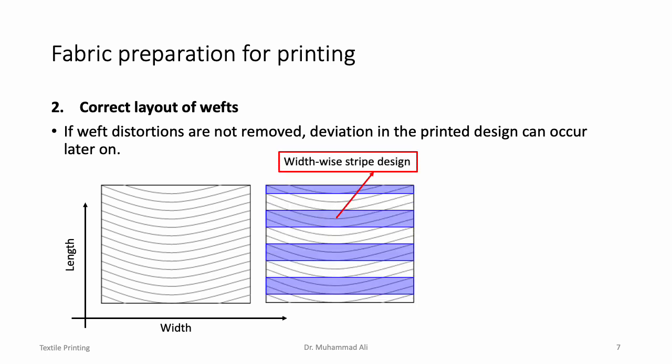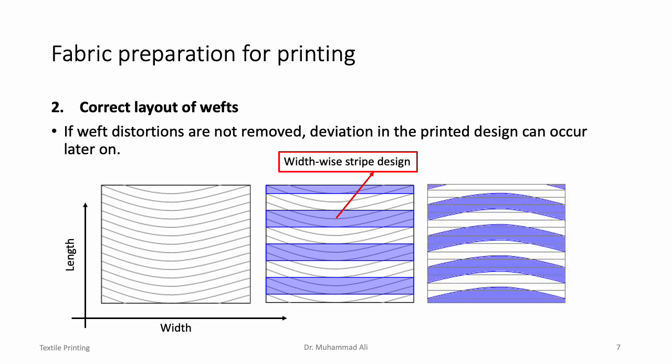Now let's say we print a widthwise stripe design on this fabric, it will look something like this. And if at a later stage the wefts are straightened out for any reason, the printed design, which was widthwise straight lines, will be distorted like this. So this set of images shows us why it is important to remove weft distortions and how they can potentially result in printed design deviation if they are not corrected prior to printing.